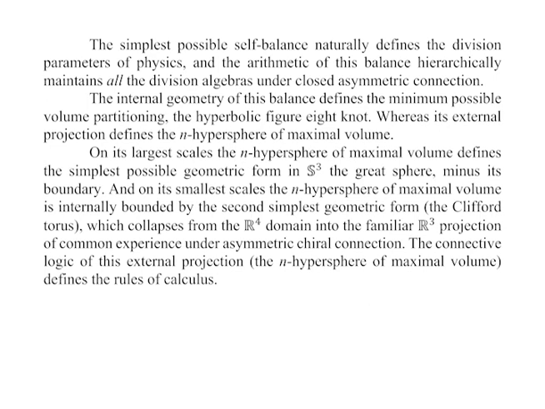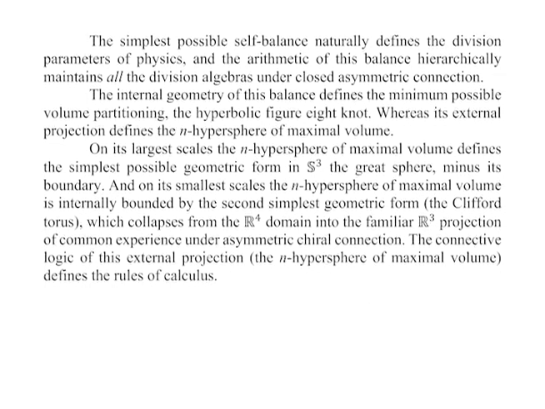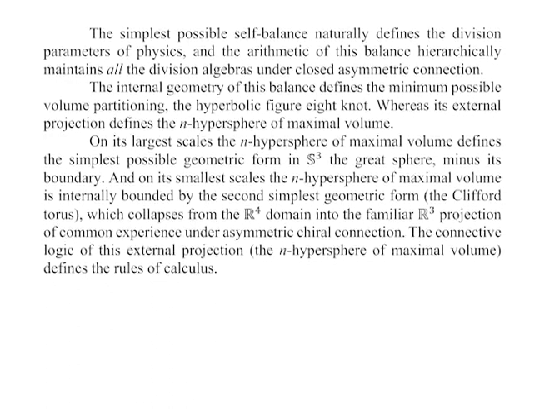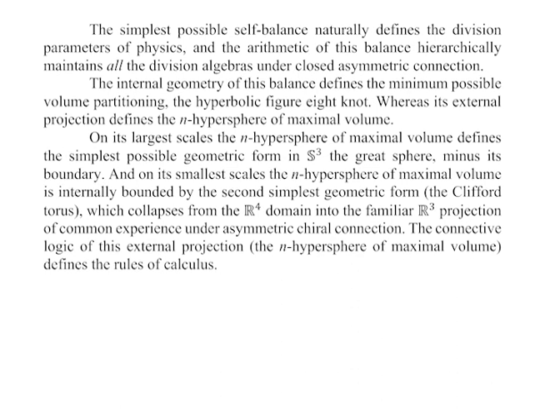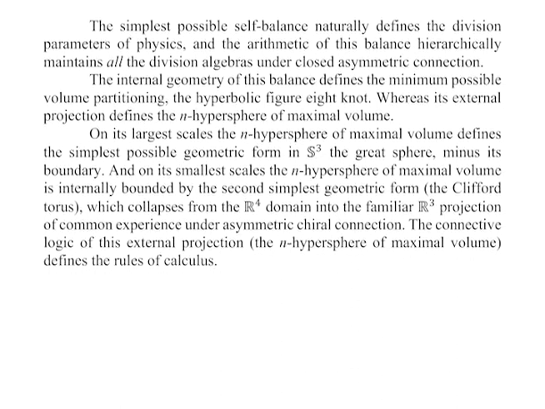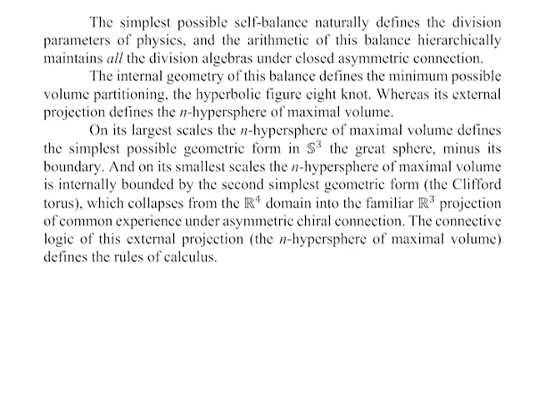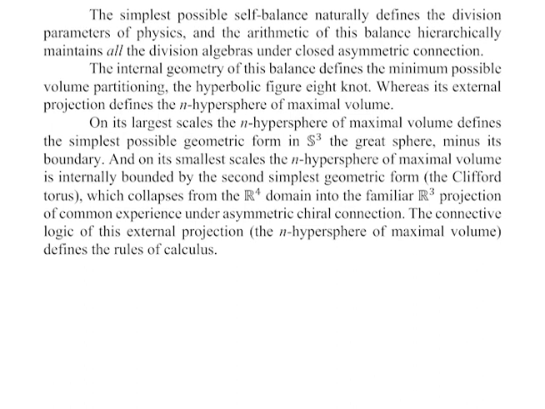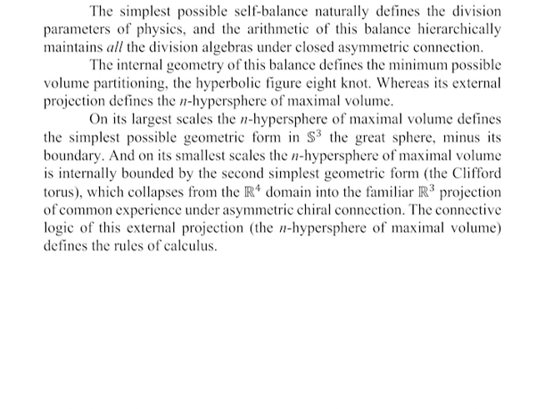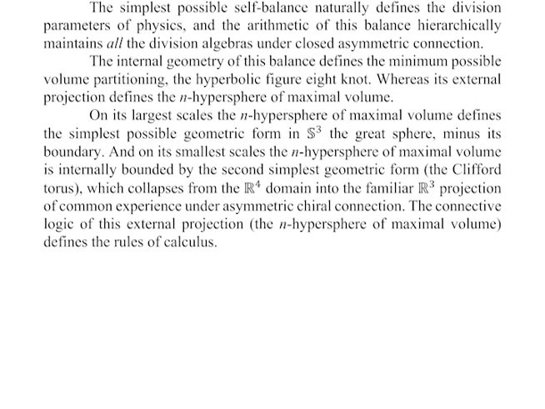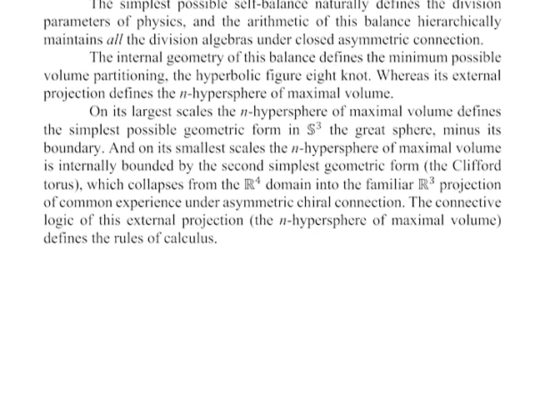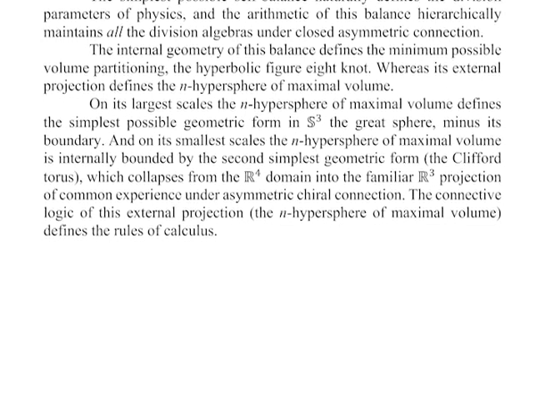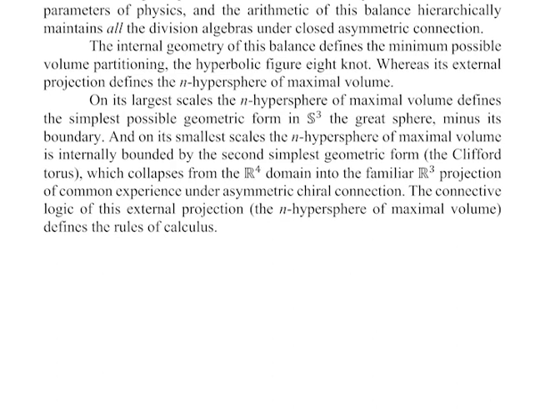On its largest scales, the n hypersphere of maximal volume defines the simplest possible geometric form in S3, the great sphere minus its boundary. And on its smallest scales, the n hypersphere of maximal volume is internally bounded by the second simplest geometric form, the Clifford torus, which collapses from the R4 domain into the familiar R3 projection of common experience under asymmetric chiral connection. The connective logic of this external projection for everything within the n hypersphere of maximal volume defines the rules of calculus.